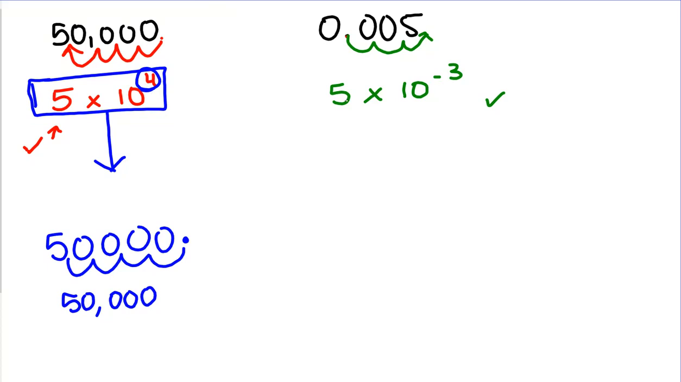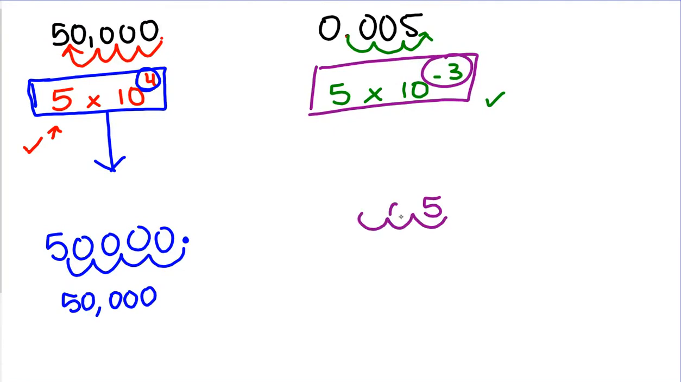Now what about this one? We know that in this case, if we wanted to write this as a standard form number, back to its original, this negative 3 means we move the decimal to the left 3 times. So we'd have our 5, and we'd move it to the left 1, 2, 3, adding some placeholders. And so we're left with 0.005, which is the number we started with in the first place. So smaller numbers, negative exponents; large numbers, positive exponents.